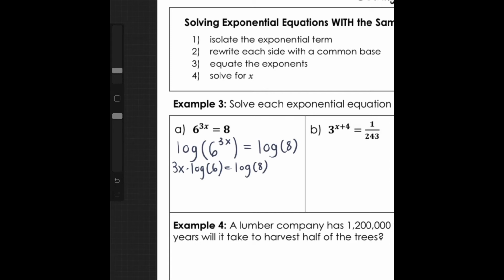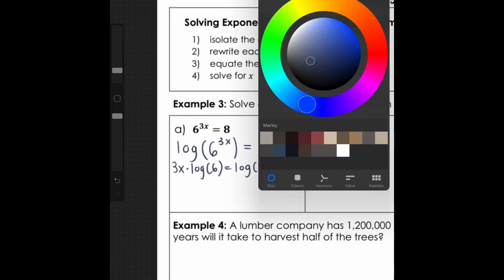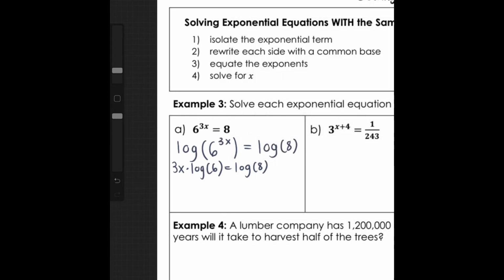So to solve this, we're going to divide both sides by what we multiplied x by. The only variable there is x. Log of 6 and log of 8 are actually numbers that we just don't know yet. So we're going to divide both sides by 3 times log of 6. We're just dividing both sides by 3 times log of 6 to get x by itself.